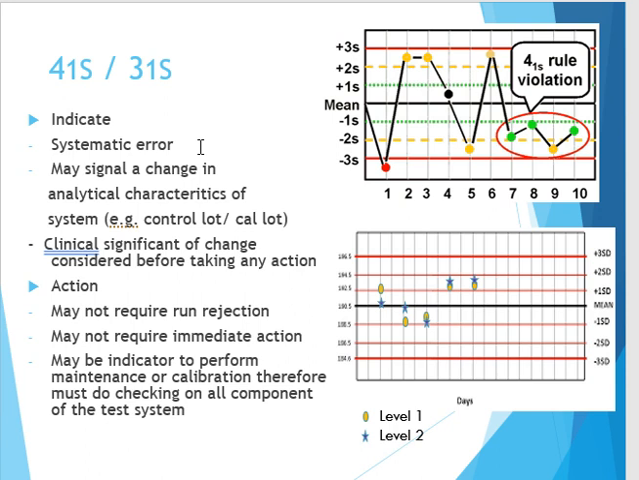So the action may not require rejection, meaning that when we get QC like this, we still can run patient samples and still can accept the patient results. It may not require immediate action, but may indicate a need to perform maintenance or calibration, therefore we must check all components of the test system. When you get this kind of violation, you need to check: is the calibration okay, is your QC okay, is the analyzer okay, is the water okay. If all those components are okay, then this should not be a problem for the patient results.